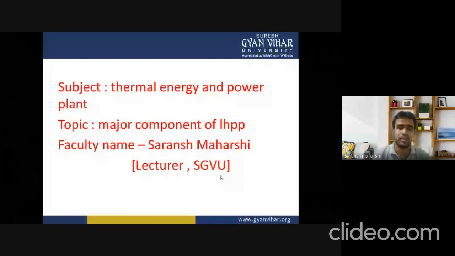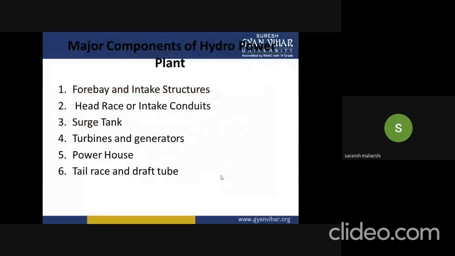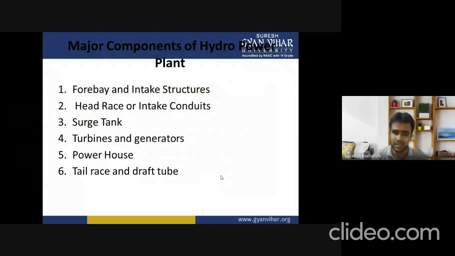Here we discuss some major components of a hydroelectric power plant. First is the forebay and intake structure. Second is the headrace or the intake conduits. Third is the surge tank. Fourth, turbines and generators. Fifth is the powerhouse, and the last is the tail race and the draft tube. Now we will discuss the forebay and intake structure.